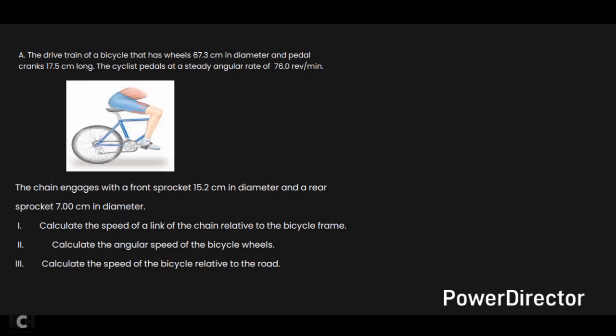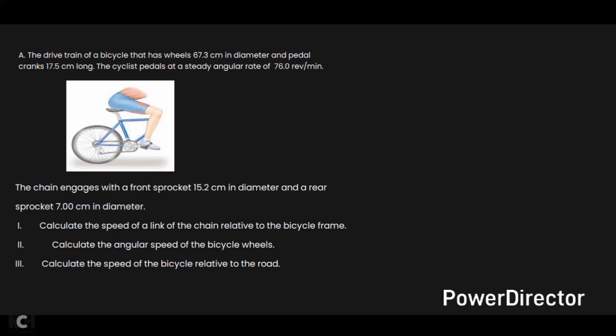The drivetrain of a bike that has the wheel 67.3 centimeters in diameter and pedal crank which is 17.5 centimeters long. The cyclist pedals at a steady angular rate of 76.0 rev per minute. Then they're saying that the chain engaged with a front sprocket which is 15.2 centimeters in diameter and the rear sprocket which is 7.0 centimeter in diameter. The first question they say calculate the speed of the link.